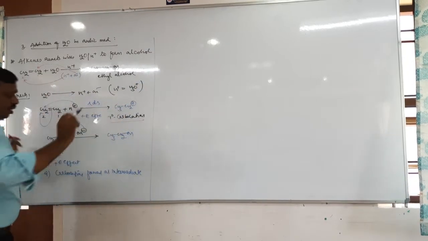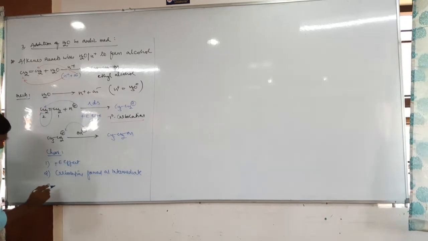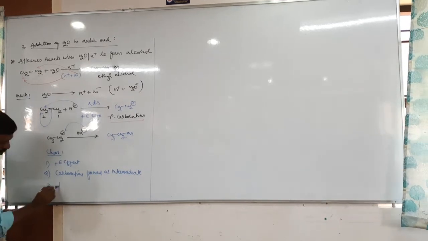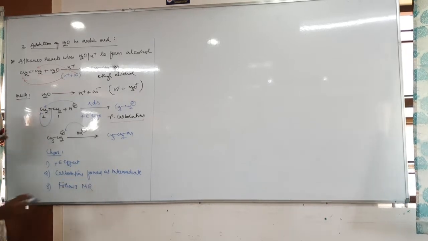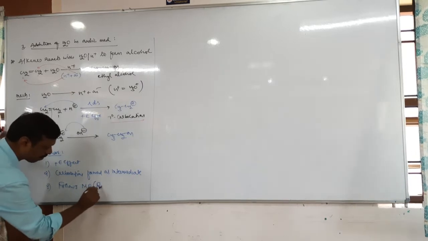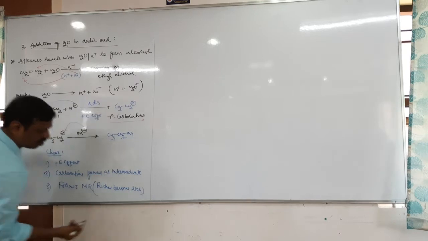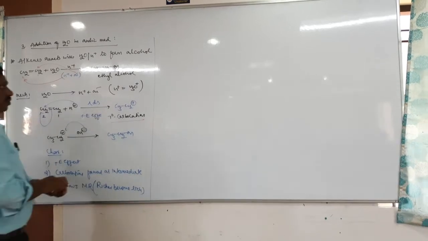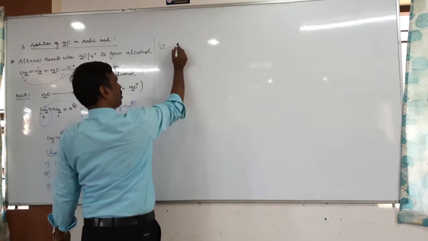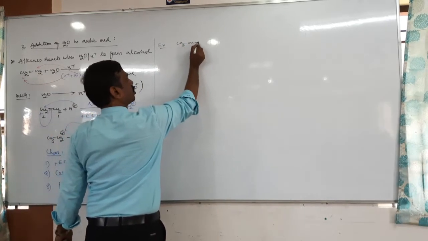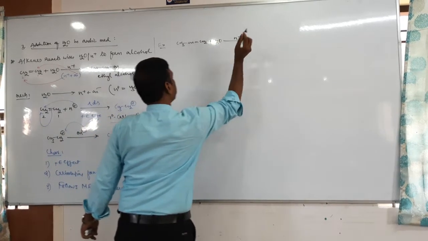And it follows which rule? Markovnikov rule. What does the Markovnikov rule say? Richer become richer. Then write quickly the product here: CH3CH=CH2 plus H2O in acidic medium.